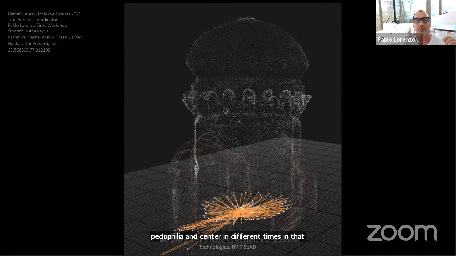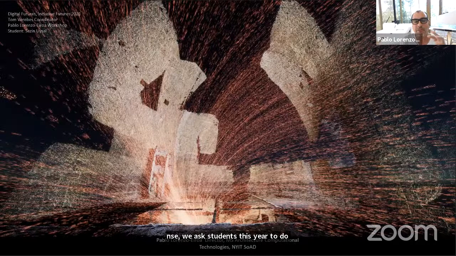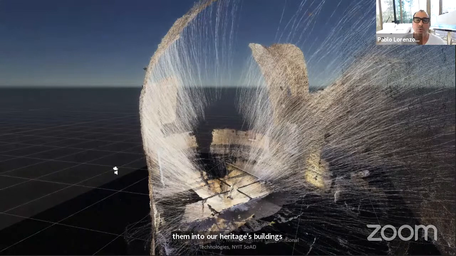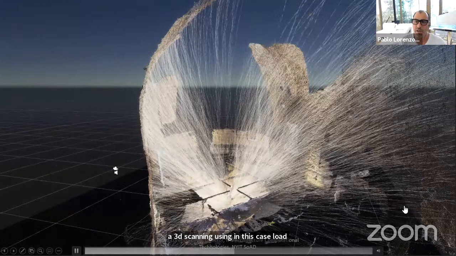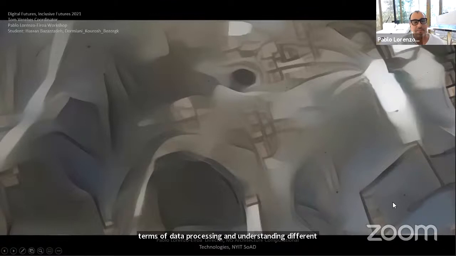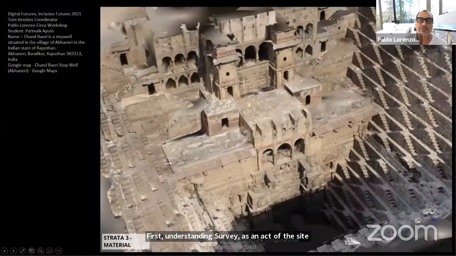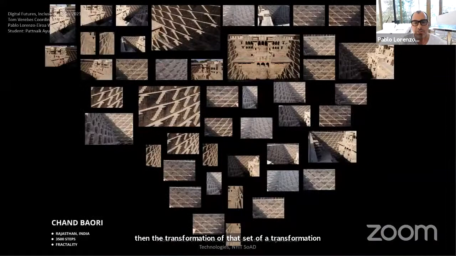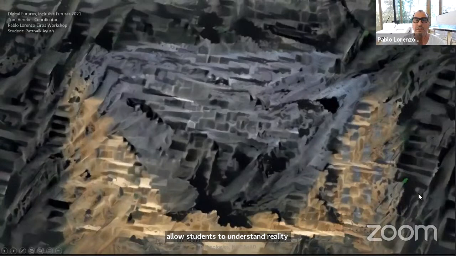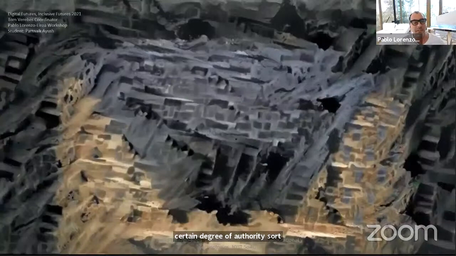In that sense, we asked students this year to do data gathering in relationship to buildings that were close to them, cultural heritages, buildings that had a certain meaning for them, and not only do a 3D scanning using, in this case, low technology because it was available to them, such as photogrammetry, but using high technology in terms of data processing, and understanding different ways of first understanding survey as an act of design, and then the transformation of that survey, the transformation of that information, the transformation of that input into a set of dynamic information systems that would allow students to understand reality differently and to transform that reality with a certain degree of authority and a certain degree of authorship in terms of their design agenda.